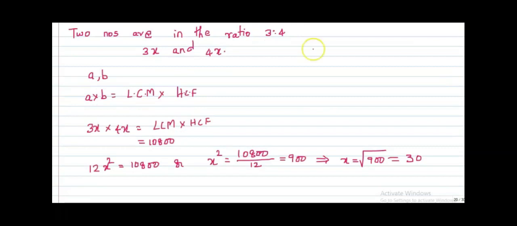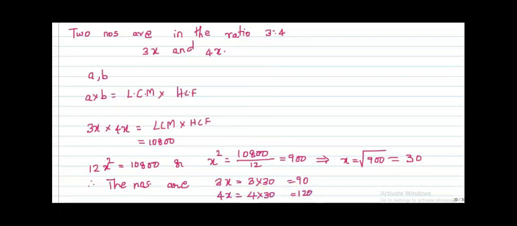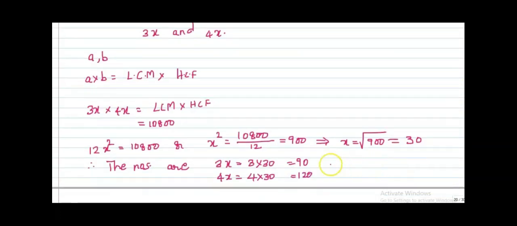The numbers are 3x and 4x. 3x means 3 into 30, that is 90, and 4x is nothing but 4 into 30, or 120. Therefore, the sum is equal to 90 plus 120, which is 210. This is the sum of the numbers.